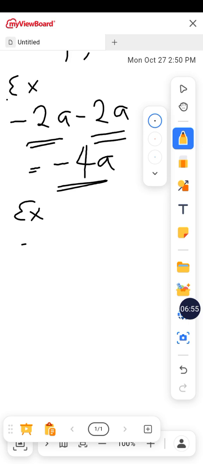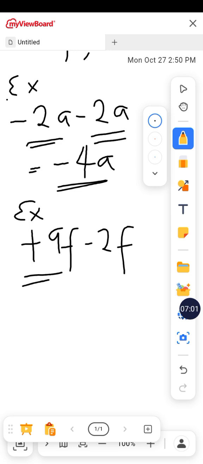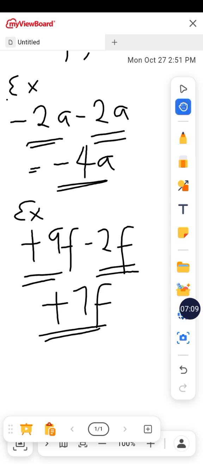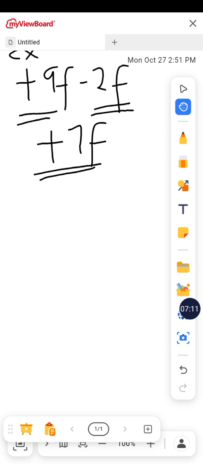as algebra. Let's say I have plus 9f minus 2f. Plus 9f means I have 9 naira. Negative 2f means I'm owing 2 naira. That is plus 7f at the end of the day. Plus 7f. So let's see one more.